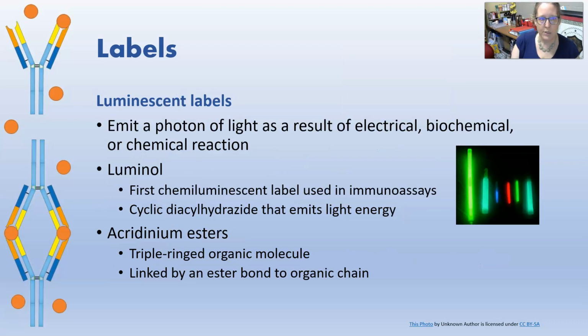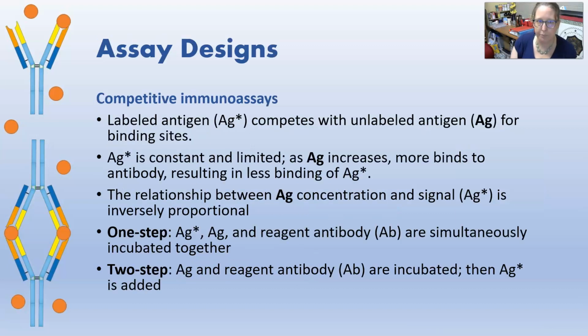Then the luminescent labels emit a photon of light as a result of an electrical, biochemical, or chemical reaction. Luminol and acridinium esters are the most commonly used. Luminol was the first chemiluminescent label used in immunoassays, and it's a cyclic diacylhydrazide that emits the light energy. Think of your glow-in-the-dark glow sticks, where you have to mix the compounds to get the chemical reaction that emits light. And then you also have the acridinium esters. They're a triple ring organic molecule linked by an ester bond to an organic chain, and it can emit light.